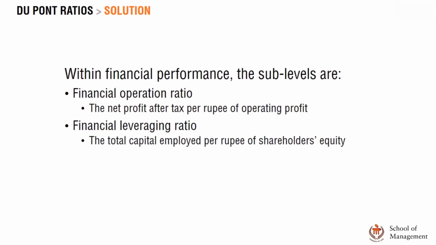The financial operation ratio is the net profit after tax per rupee of operating profit. The operating profit does not straightaway walk into the bottom line. There are a few deductions and additions to that before we reach the profit after tax. Similarly, the financial leveraging ratio is the total capital employed per rupee of shareholder equity. A company finances its business from two distinct kinds of finance: debt finance, which is borrowed from outside, and equity, which is brought in from inside.